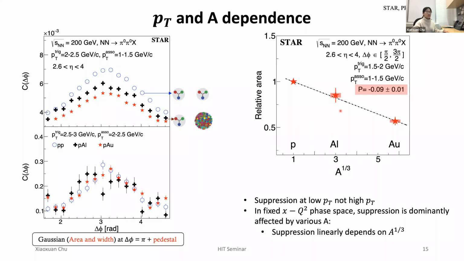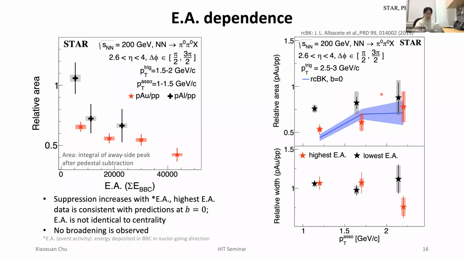The second point is the area in p-aluminum collisions compared to pp collisions. We see basically 20 to 30% suppression in p-aluminum compared to pp collisions. For p-gold, we see more suppression, about 40% suppression compared to pp collisions. We also observe a linear dependence of the suppression on the nuclear mass number A to the 1/3. I think the extracted slope of about minus 0.1 would be a very important input for the saturation model in the CGC framework. So this is the pT dependence and A dependence we observed from STAR data. On the next page, I want to show the event activity dependence.